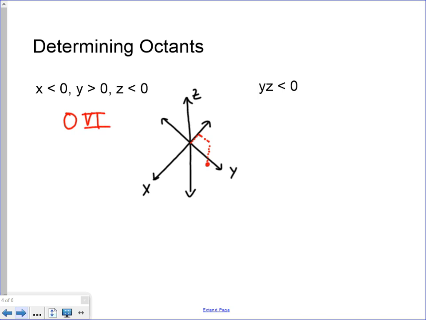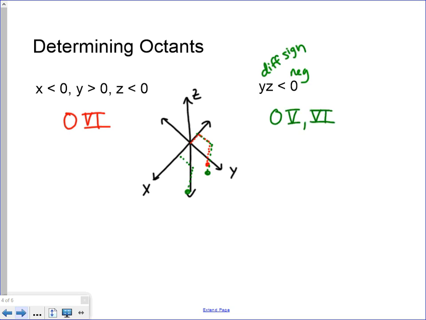For yz to be less than 0, that means it's negative, so we know that they have to have different signs. So I might first think about, okay, well, what if y was positive? Then we'd be going to the right. And in order for z to be an opposite sign, instead of positive, it needs to be negative, so I'm going down to some point. And so I'm thinking about where those points would be. The first two octants in the basement, so that would be octant 5 and octant 6 again.